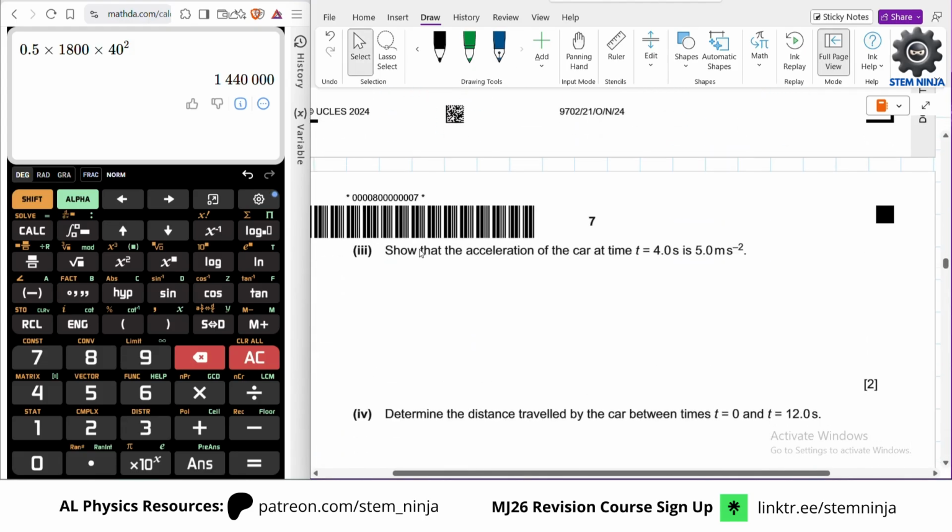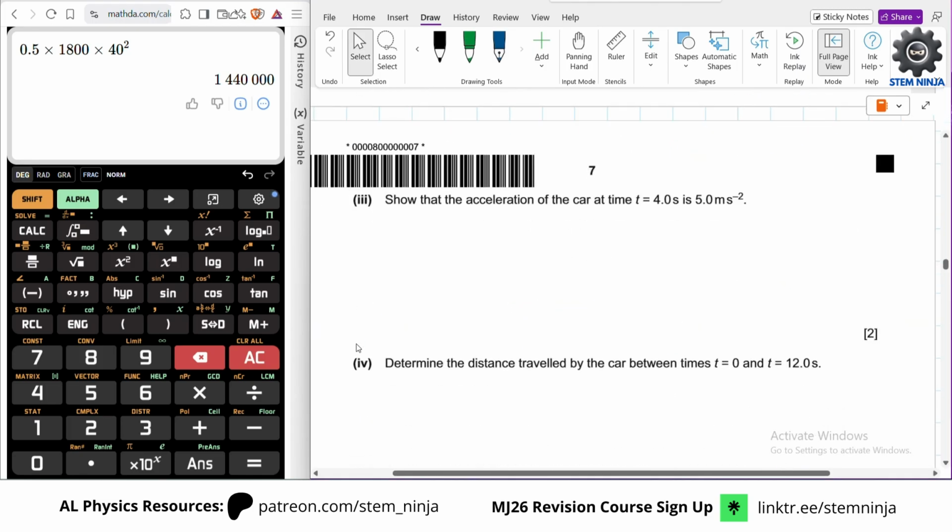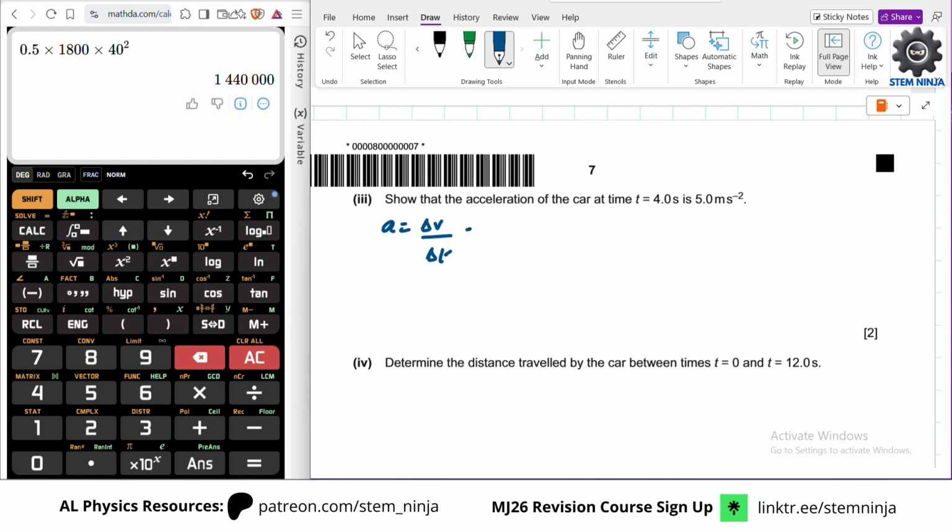Okay. Show that the acceleration of the car at time t equal to 4 seconds is 5 meters per second squared. So if we use the values 0 and 40 between 8 seconds, that will have the same acceleration because the rate of change of velocity is constant, because the rate of change of momentum is also constant. So acceleration will also be constant. Acceleration is change in velocity over change in time. So that is 40 minus 0 over 8 seconds. So 40 divided by 8, 5 meters per second squared.